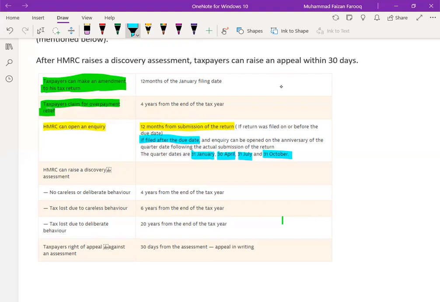You need to remember that if you are submitting your return on time, HMRC can go for a check or can open an inquiry within 12 months anytime. If you are filing it late, then HMRC can carry on an inquiry against you within 12 months after your actual submission of the late return.